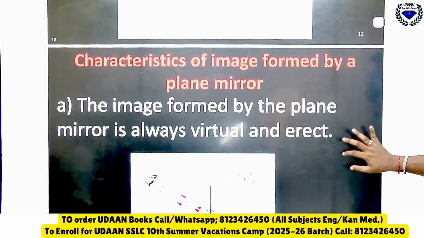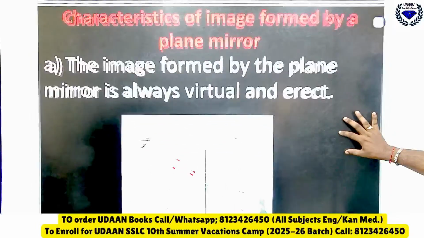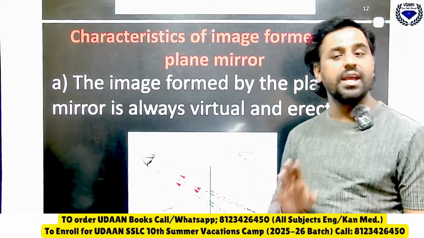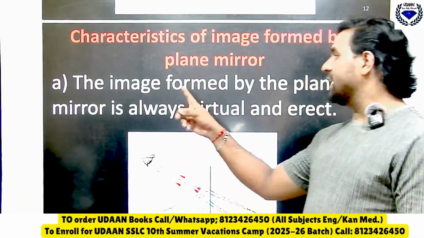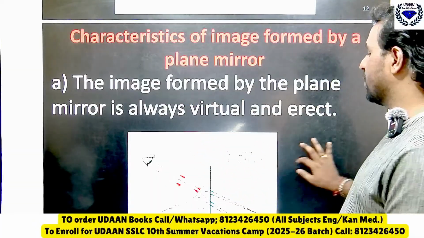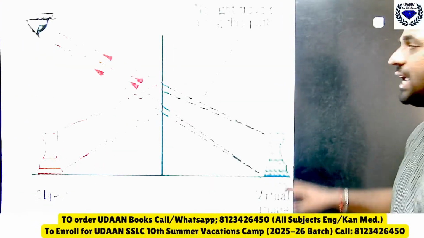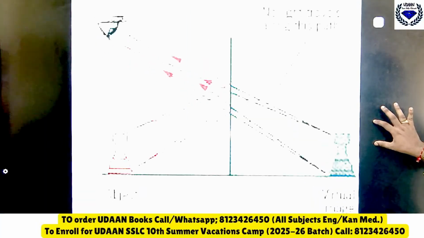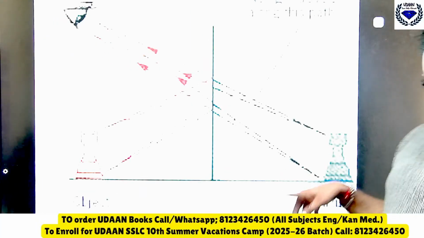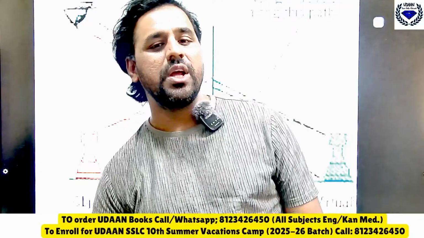Then what are the characteristics of a plane mirror? In the exam, you should write what objects you see in a plane mirror. See, the image formed by a plane mirror is always virtual and erect. That is, the image formed by a plane mirror is always a fake image. Remember, the image formed by the plane mirror is always a fake image. This one you should know here.